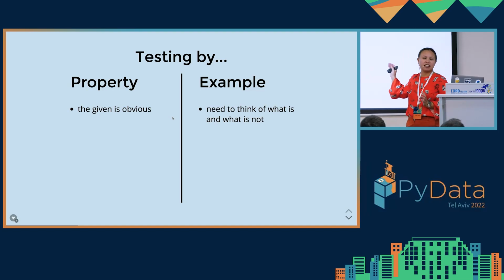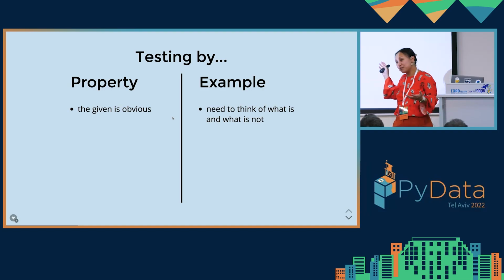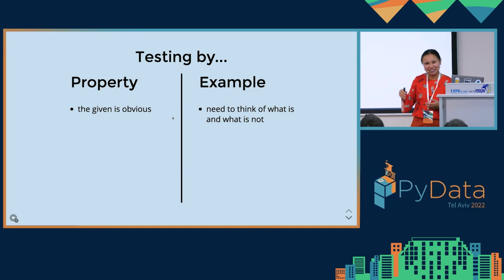Test by property is a little bit different. Instead of thinking, okay, I need to test 1, I need to test 0, I need to test 2.5, I just say that it's a number. It could be a decimal. It's not an integer, but it's a number. So that's test by property. Instead of thinking about what parameters you put into the test of the function, what is the property of that?